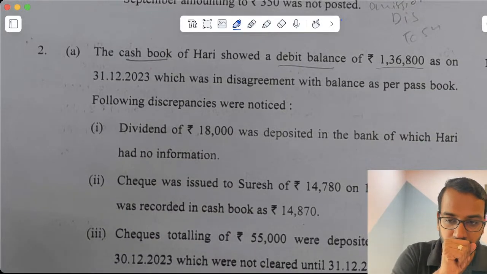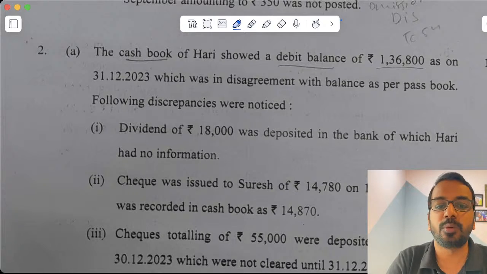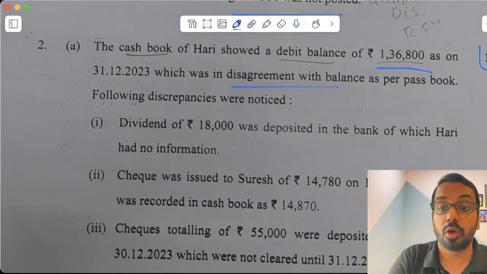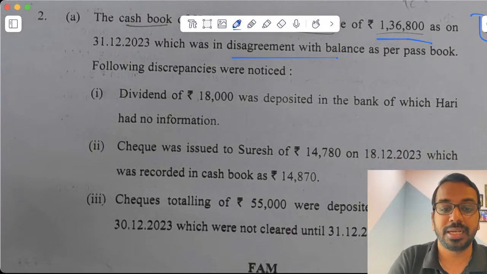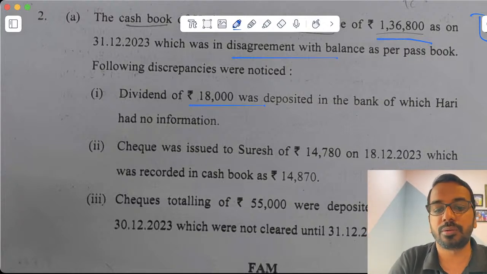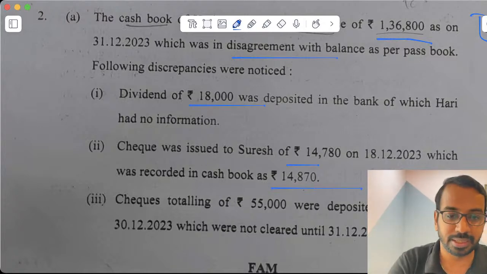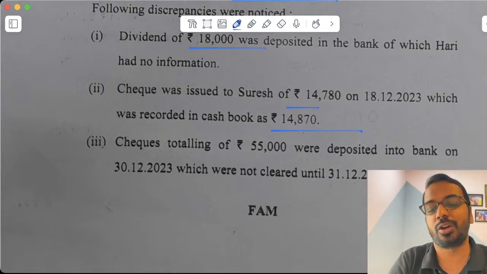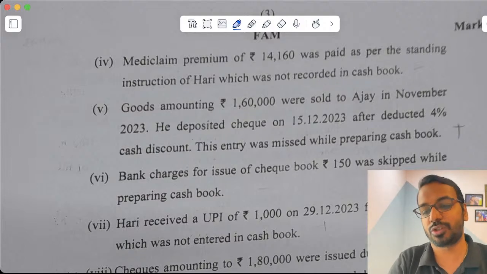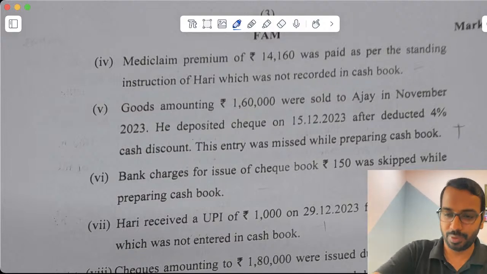Then, cash book of Hari showed a debit balance of 1,36,800 which was in disagreement with the balance as per passbook. This is a 10 marks question. Following discrepancies were noticed. Dividend of 18,000 was deposited. So if it was deposited, the bank balance will be higher. We will add it. Cheque issued to Suresh 14,780 recorded as 14,870, so the difference will be the adjustment. Cheques totaling to bank were not cleared. Simple adjustment. Medical premium was paid as per the standing instruction which was not recorded. Simple adjustment. So basically you will reduce it.